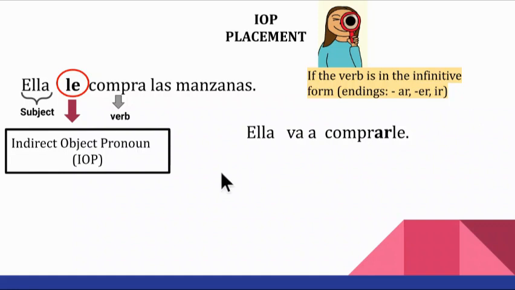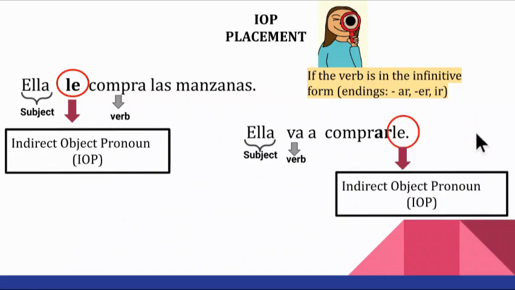Por ejemplo, ella es mi sujeto, va es el verbo principal. This is the main verb. And then I find right here comprar. Comprar is a verb in the infinitive form. I know that because it has the ending with AR. So what I do is I attach my indirect object pronoun right after the verb comprar. I need to attach it at the end.